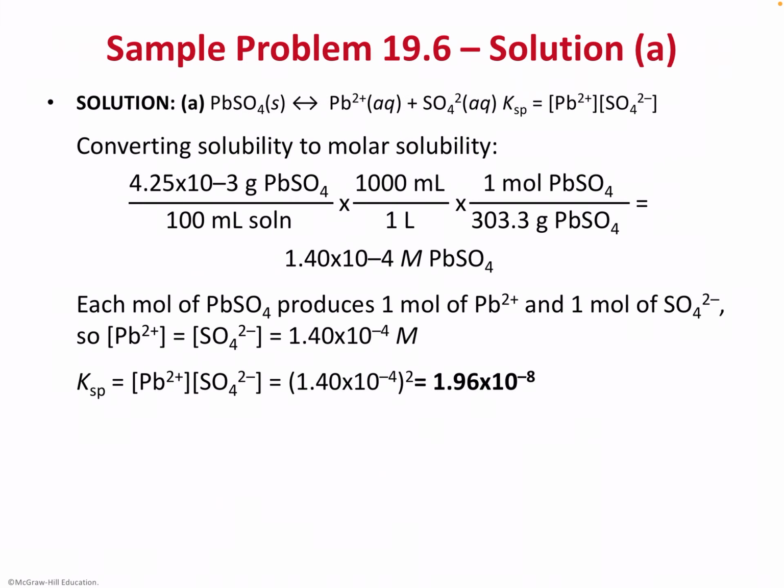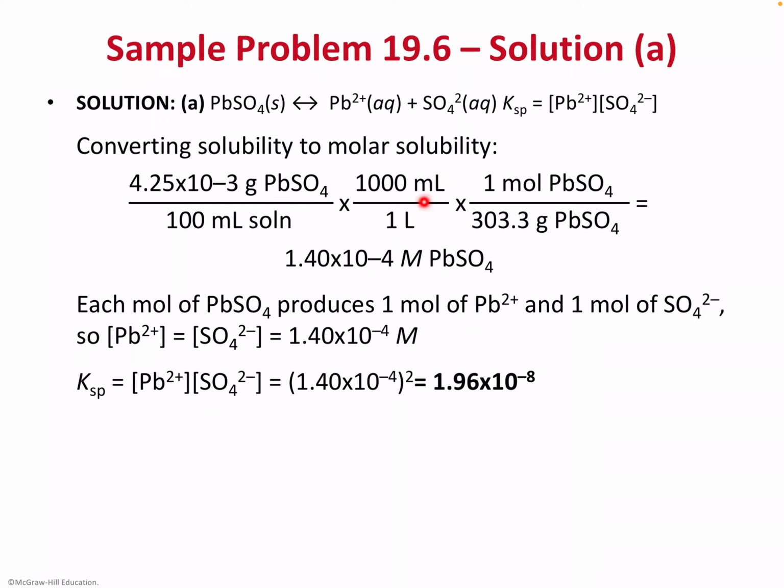Now this is our expression, lead sulfate, lead 2 plus and sulfate 2 minus. When you write the KSP, there would be lead 2 plus and sulfate ion. Converting solubility to molar solubility, you take the amount given in grams per 100 milliliters, 4.25 into 10 to the negative 3 grams lead sulfate over 100 milliliter solution. And you convert it to liter. 1000 milliliters is 1 liter. Here we are converting it to liters.